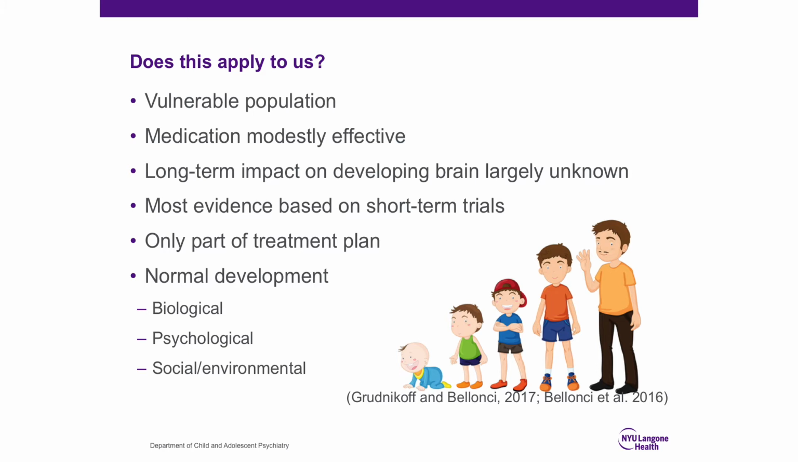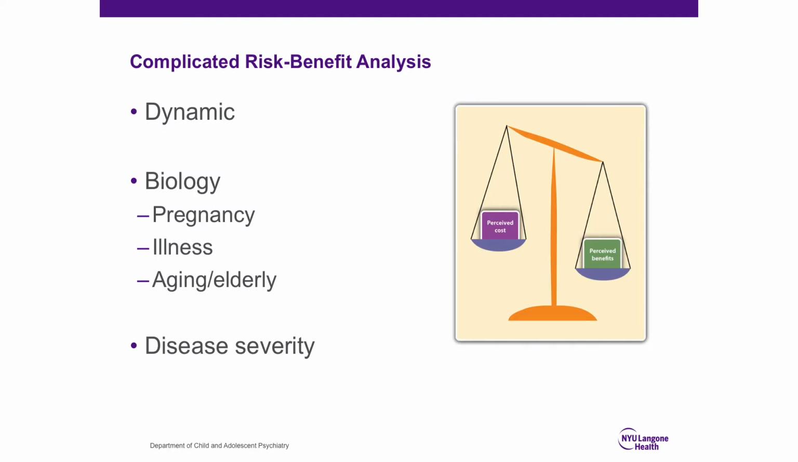And youth undergo normal development, meaning that their biology is changing, their psychological abilities are changing. So as they develop, they might be able to better use therapy, their cognitive abilities in order to manage some of their symptoms. Their environments might be changing. Maybe things are different at school or in the home. So, as discussed, risk-benefit analysis is integral to understanding, as is understanding awareness that this is a dynamic process and changes over time.